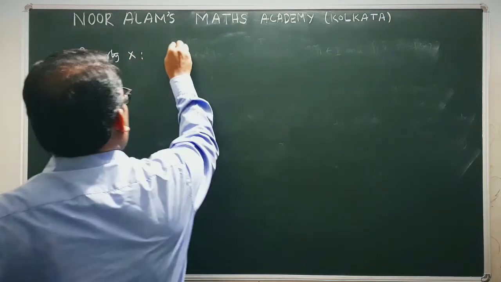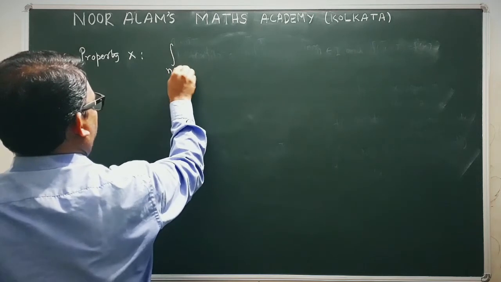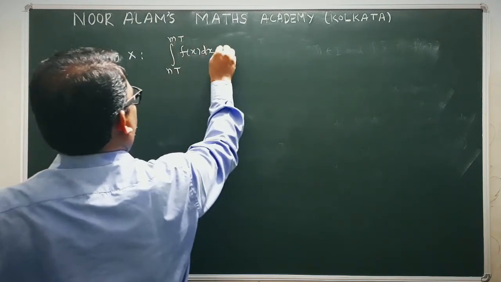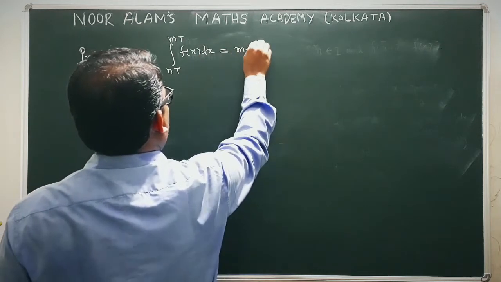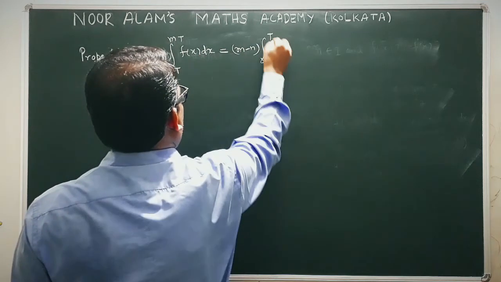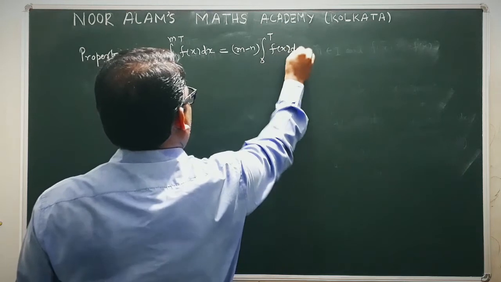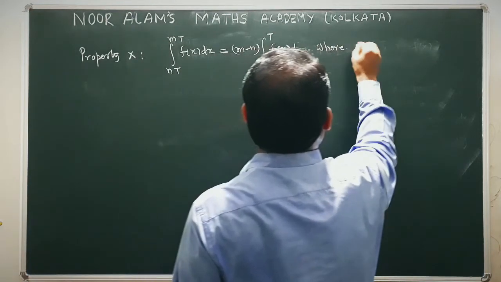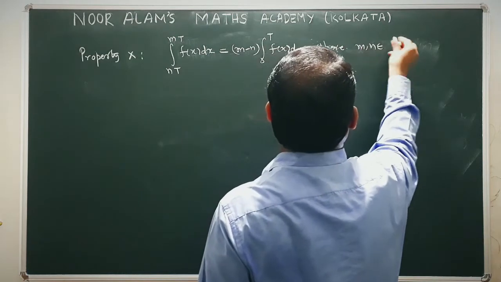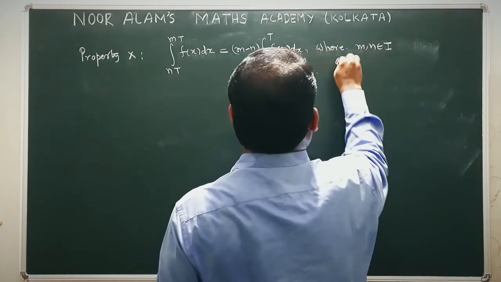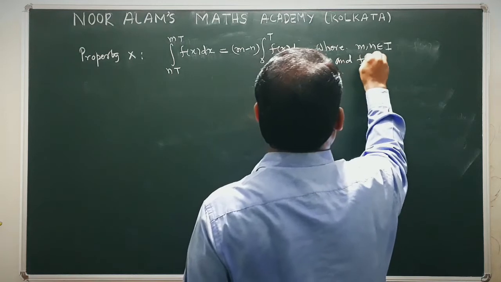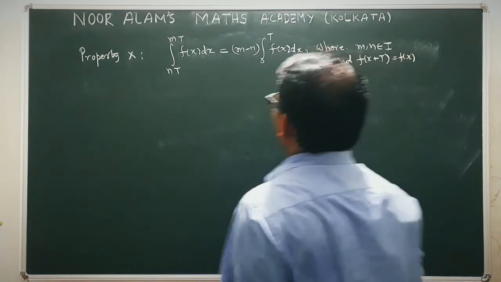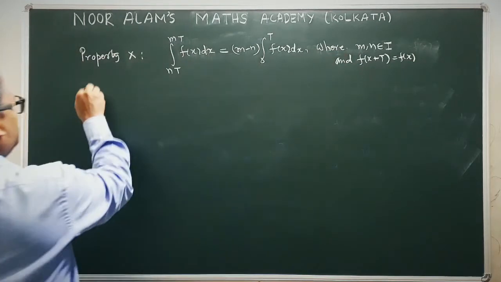Property 10: integration nT to mT f(x) dx can be written as (m minus n) times 0 to T f(x) dx, where m and n belong to integers and T is the period, that is f(x + T) is equal to f(x). Now the proof of this property.